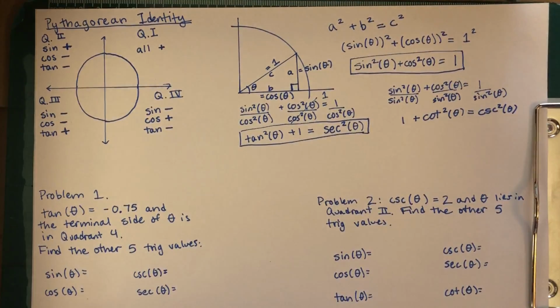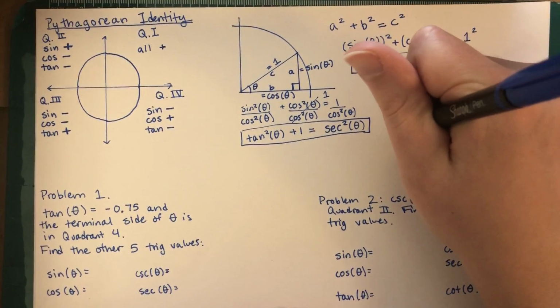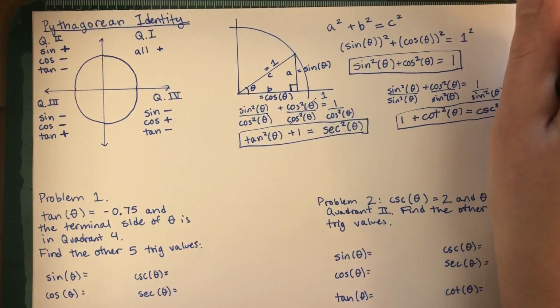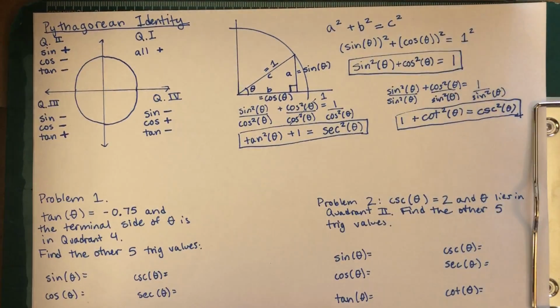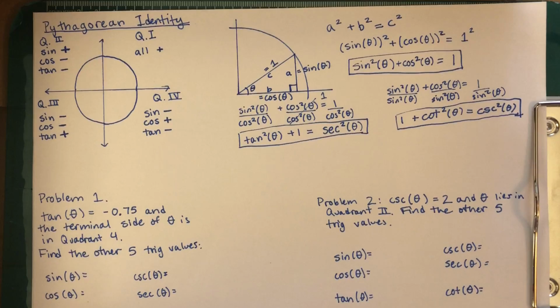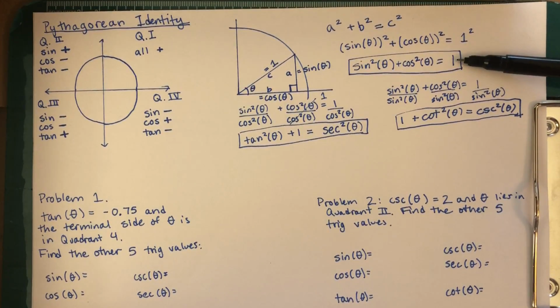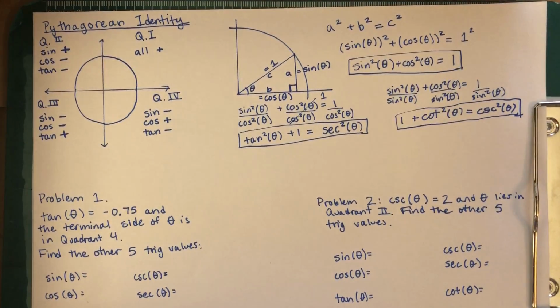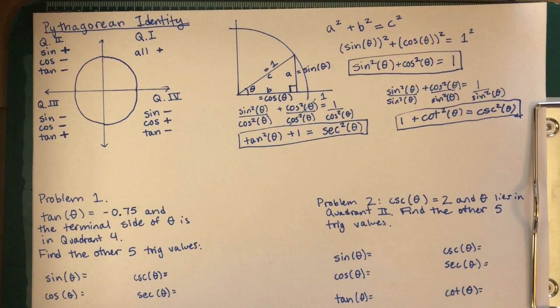Cool. So here are 3 different results, or 3 different ways of writing the Pythagorean identity. If you want, you can just remember this one, and then as you go, you can refigure out some of these ones just by dividing everything by the same quantity. Okay, so let's see how we would use this information.